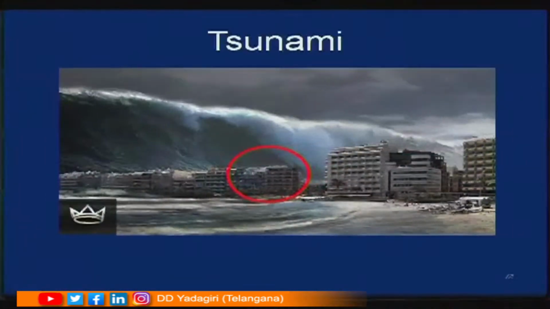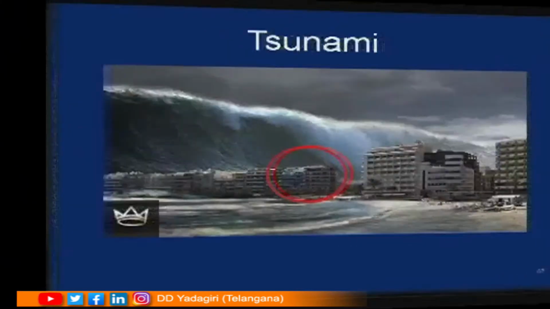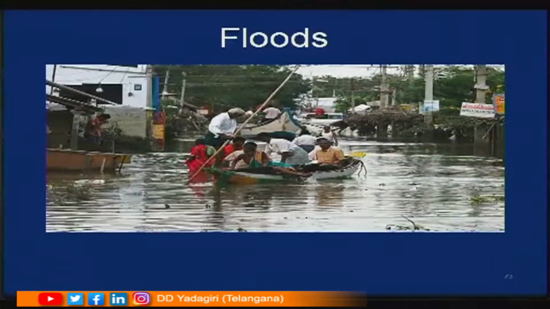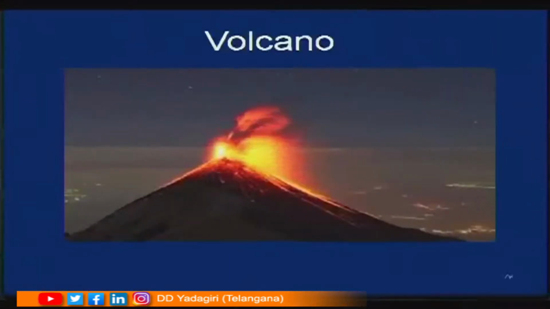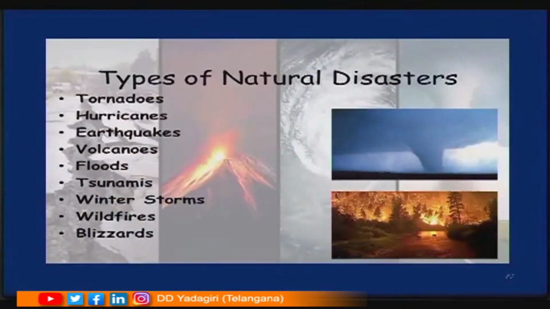Now, it is a tsunami. It is a series of huge waves caused by earthquakes or undersea volcano eruptions, and it is well known to us. There are floods, mostly because of the heavy rains. Here it is a volcano. It is an opening in the earth that allows material warmer than its surroundings. Here we have the different types of natural disasters: tornadoes, hurricanes, earthquakes, volcanoes, floods, tsunamis, winter storms, wildfires, blizzards.